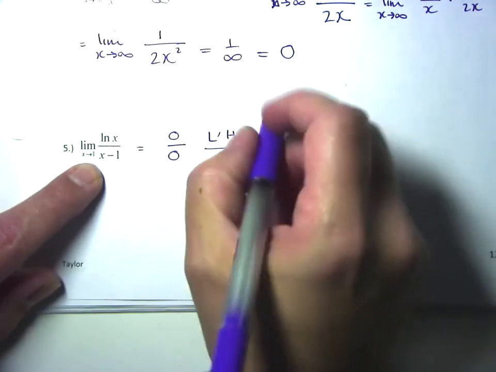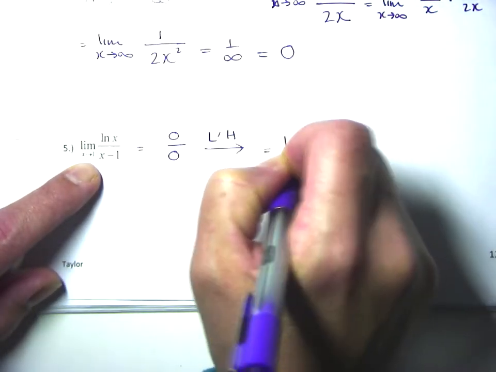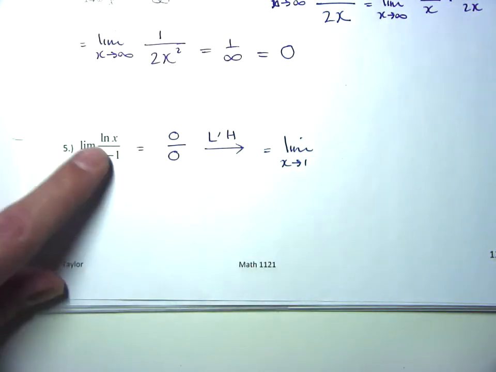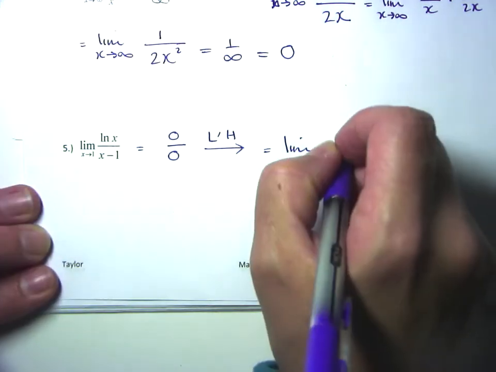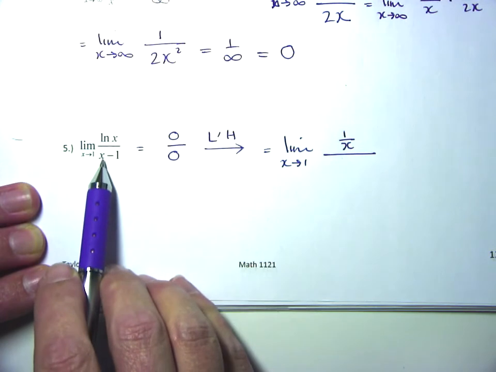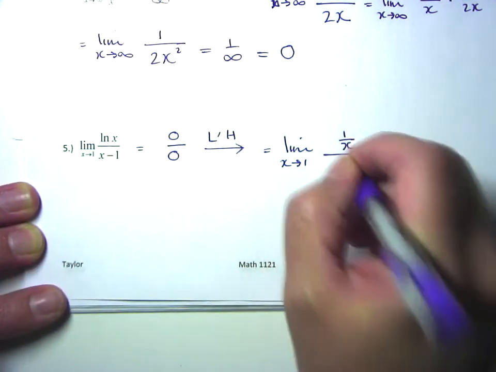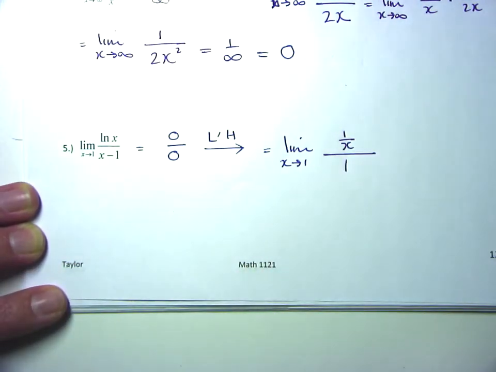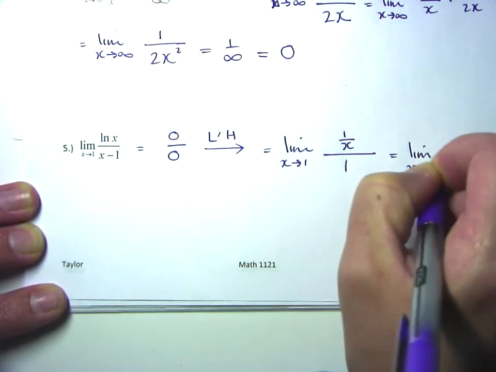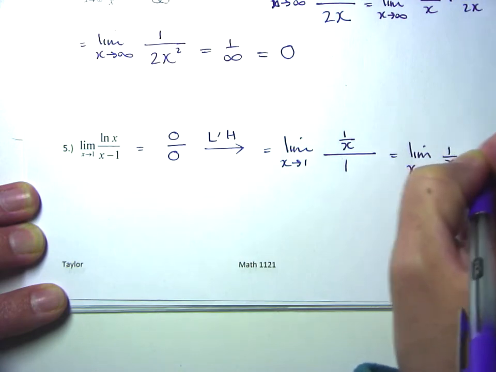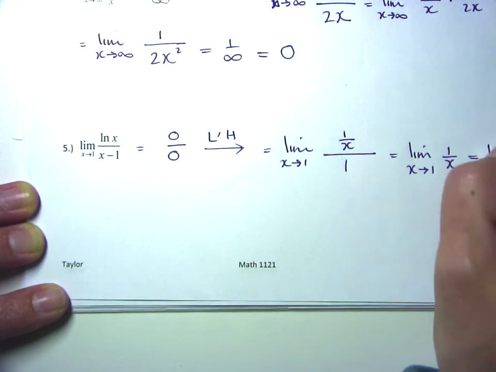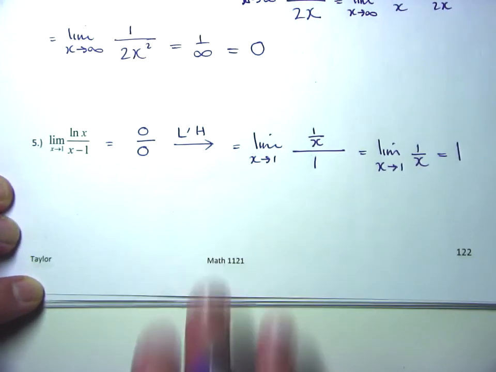So I'm going to take this limit and set it equal to the limit as x approaches 1. All right, derivative of the top: the derivative of the natural log of x is equal to 1 over x. And the derivative of the denominator, derivative of x minus 1, is equal to 1. Now this expression will just clean up to be equal to the limit as x approaches 1 of 1 over x. And you can simply plug in. If we plug in 1 for x, we see that this limit is equal to exactly 1.